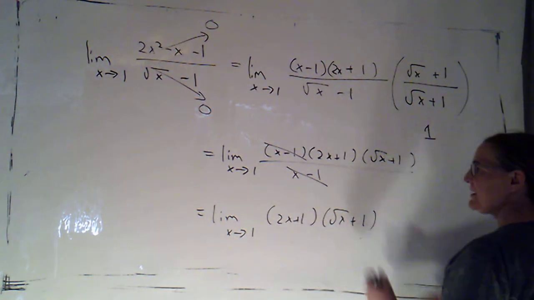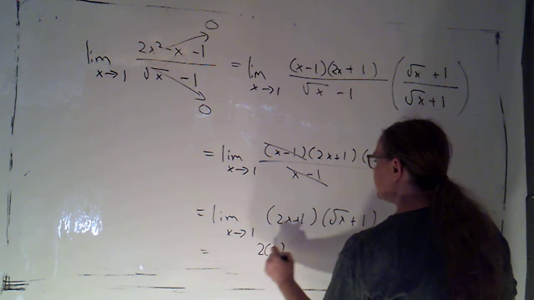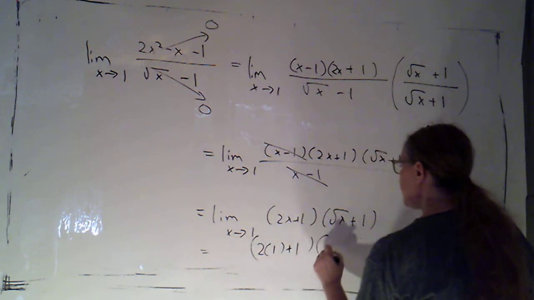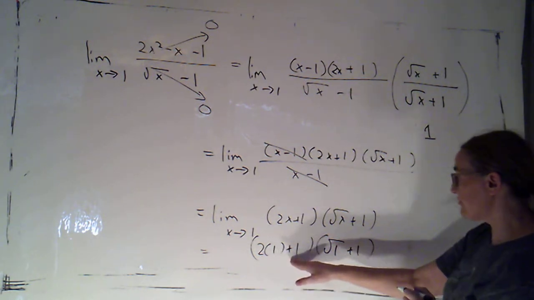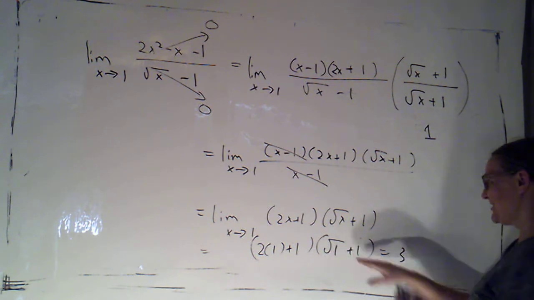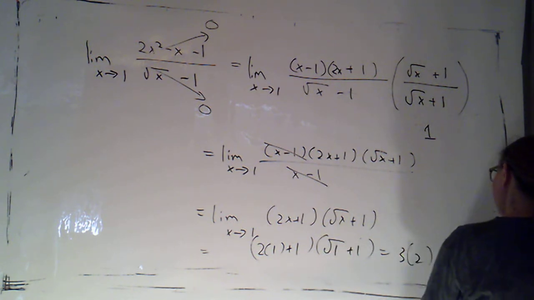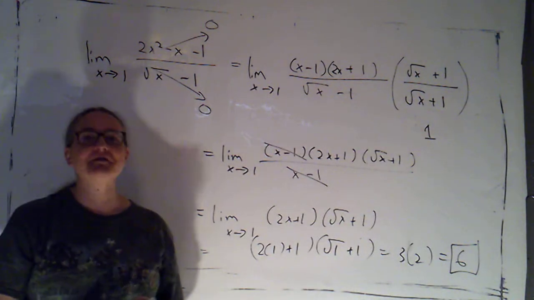And now for this limit, I can evaluate it by plugging in 1 for x. So that's 2 times 1 plus 1 times root 1 plus 1. See, that's 2 plus 1 is 3. Root 1 is just 1, plus 1 is 2, and 3 times 2 will be 6. So this limit simplifies to 6.